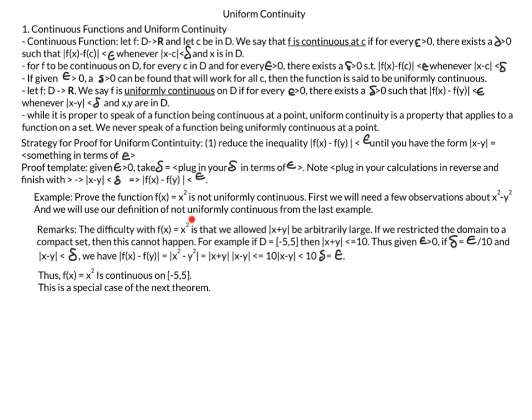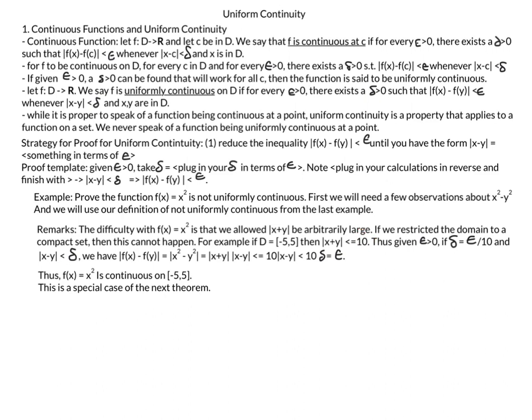A remark about this example, which will lead us to the next theorem. The difficulty with f equals x squared, the difficulty with it being uniformly continuous, is that the absolute value of x plus y got arbitrarily large. So if we restrict the domain to a compact set, then this cannot happen. For example, if we restricted D to be the closed interval -5 to 5, then x plus y is going to be bounded by 10.